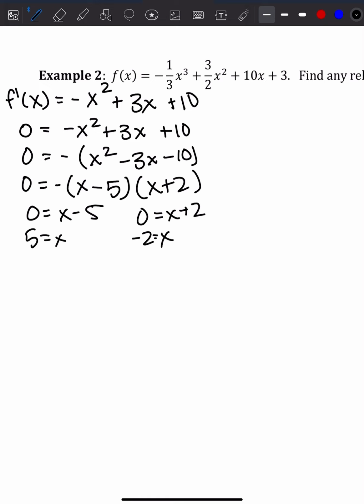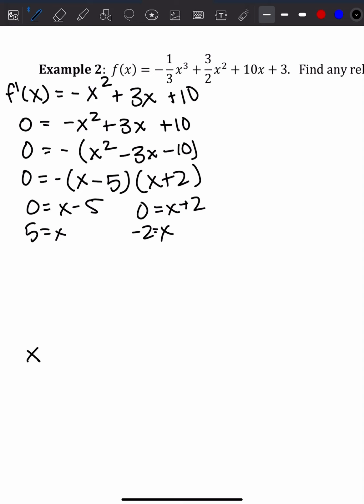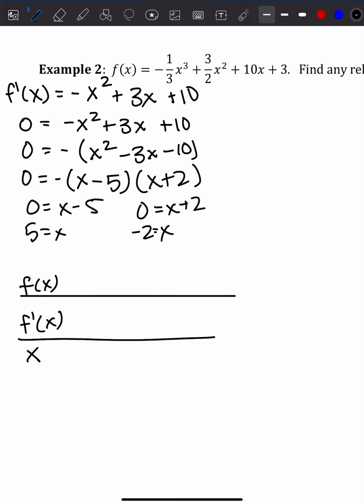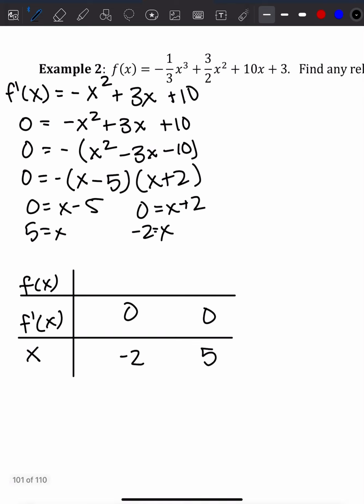So now what I'm going to do is make my table. So I have x values, I have f prime of x, and I have what's happening with f of x. So we care about negative 2, and we know our derivative is 0 there. We care about 5, and we know our derivative is 0 there. So I need a number less than negative 2, so I'm going to pick negative 3. We need a value that is in between. I'm going to make it easy on me and pick 0. And then I need something bigger than 5. So it doesn't matter what function we plug it into.